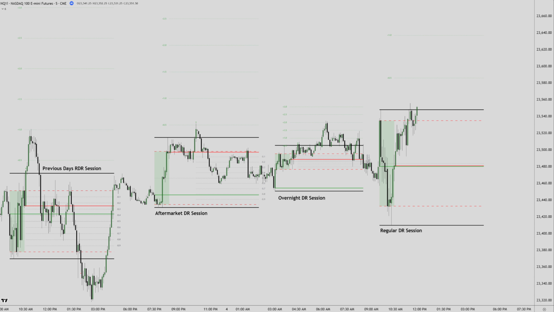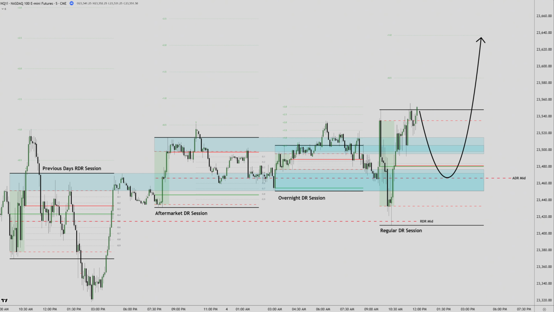The regular DR session found support at the previous day's RDR mid before it closed as a green DR box followed by a long confirmation. Following the probabilities, you want to look for longs rather than shorts and use other things to support a trading idea. Just a few sessions earlier, some previous DR levels align with the range. One potential area for a shallow retracement and another one deeper in the range, lining up with the aftermarket session mid as well, which would offer a retracement setup.